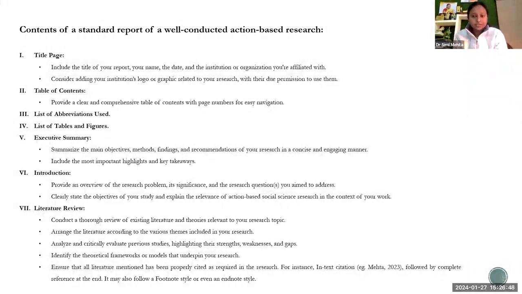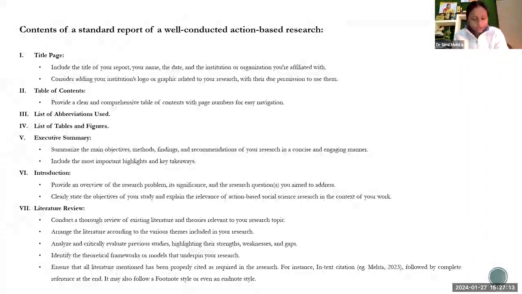Then comes the executive summary. Normally people tend to read the introduction part more, but they are more engaged in reading the executive summary. So summarize the major objectives, methods, findings, and recommendations of your research in a concise and quite engaging manner. Major highlights and key takeaways must be included in the executive summary.